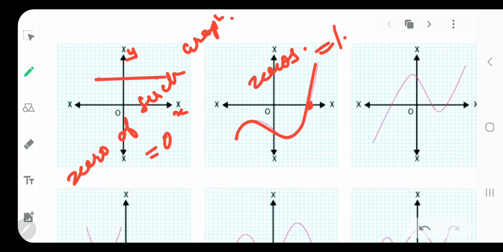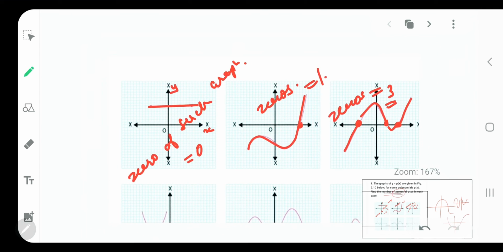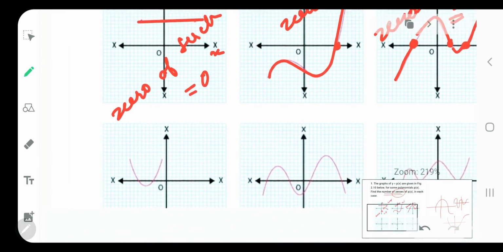अब next देखो, आपका graph जो है, एक यहाँ पे intersect कर रहा है, दूसरा यहाँ पे इंटरसेक्ट कर रहा है, तीसरा यहाँ पे इंटरसेक्ट कर रहा है. So it is intersecting your x-axis 3 times. So what will be the zeros? How many zeros will it have? 3 zeros. Getting my point? Zeros are nothing but the points where your graph is going to intersect your x-axis. Is that clear? Okay. Next we will see here.